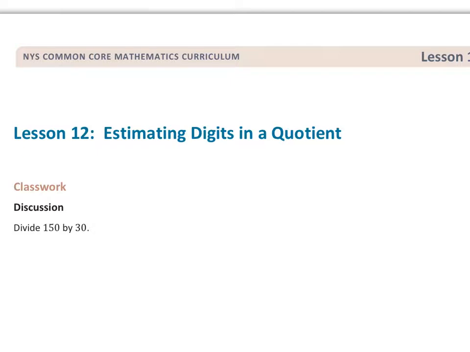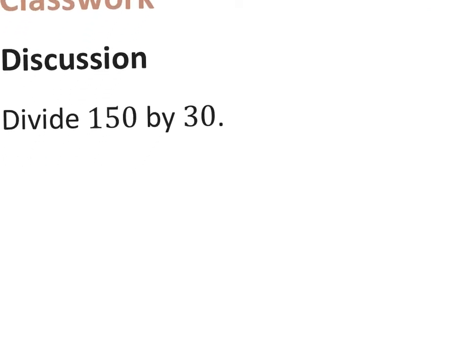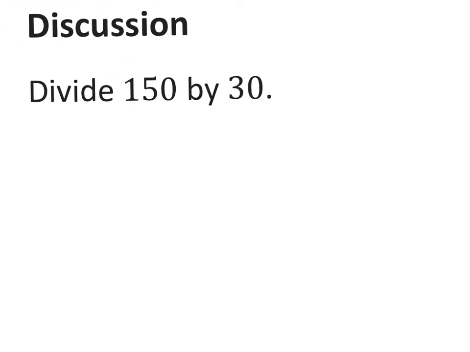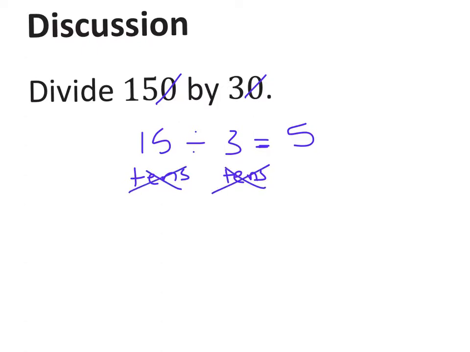Okay guys, so today we're going to be in Lesson 12, as I said earlier, estimating digits in a quotient. So if we have a question like this, 150 divided by 3, pause the video right now and explain out loud how you would solve this in your head. So most people say that they would cross out the zeros and they would have 15 divided by 3 and they would get 5, and that's absolutely correct. And the reason that works is because this is 15 tens, and this is 3 tens. And when you divide like units, you can cancel those units out, and therefore you just get a 5 left over. 15 divided by 3 is 5.